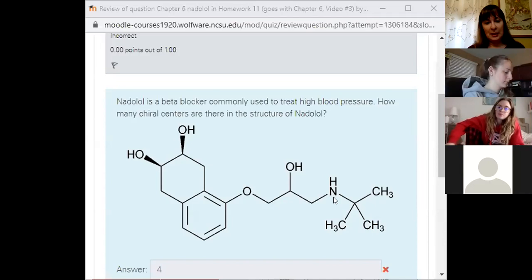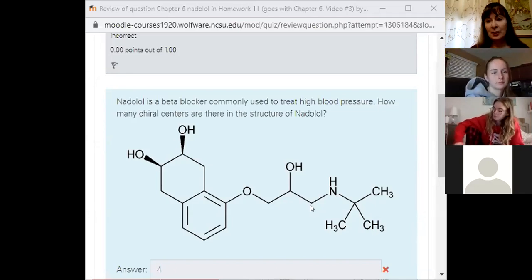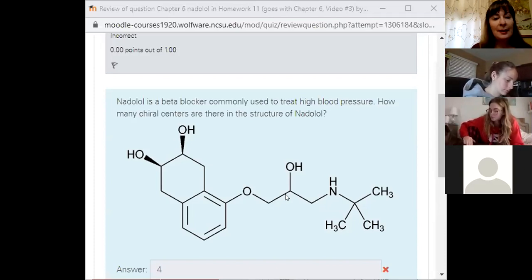Then we have a nitrogen here. Nitrogen cannot be chiral. Only carbons can be chiral. Okay, so this nitrogen is a no-go. We don't even have to look at it. How about this carbon down here? What's going on with it? There's only 2 substituents that are shown. What are the other 2 substituents? Hydrogens. There would be hydrogens, so nobody would really care about them, right? So is this carbon ever going to be chiral? No.